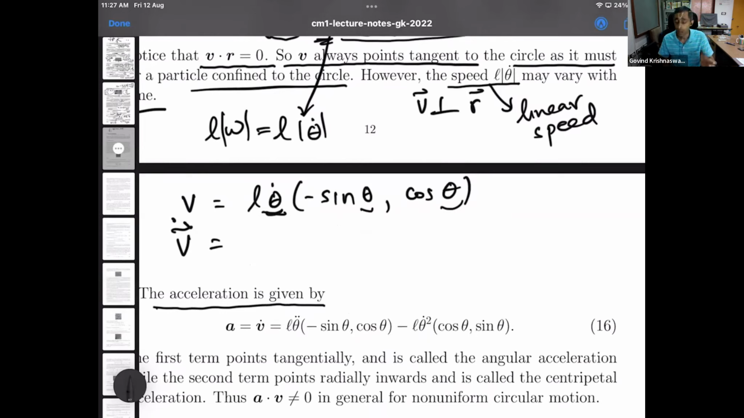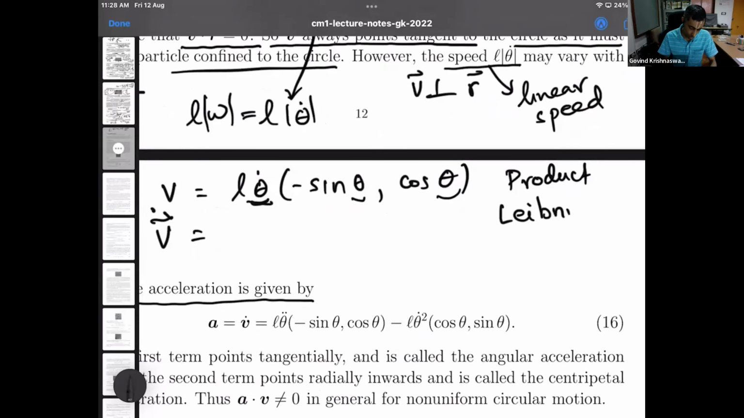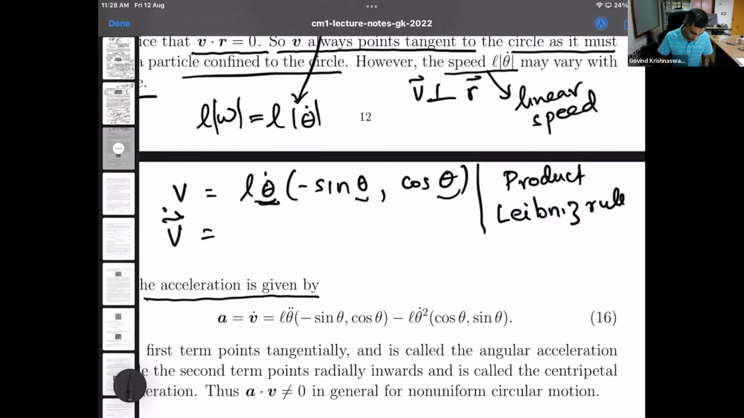So which is that rule? The product rule. We're going to use the product rule, which is also named after a famous scientist, a contemporary of Newton. Leibniz. Yes, it's also called the Leibniz rule. In some ways it is the most important rule in differentiation, and gives differentiation its wonderful properties. So let's calculate this carefully.